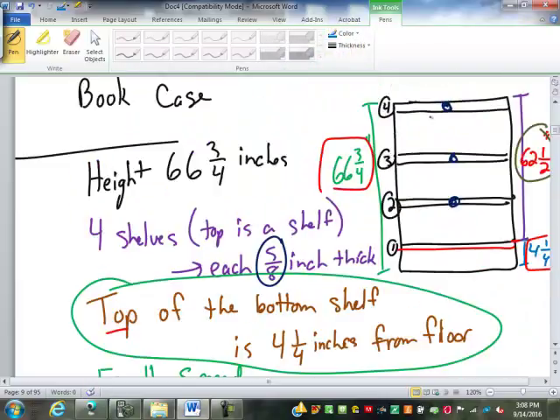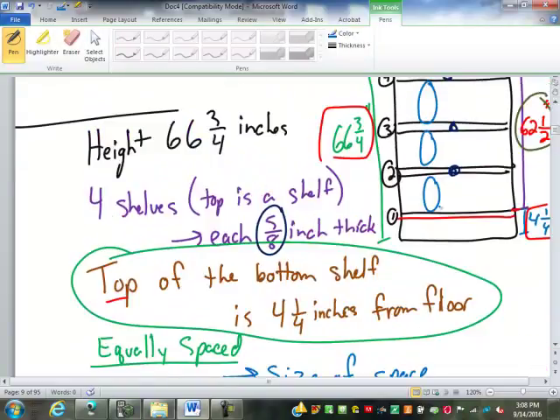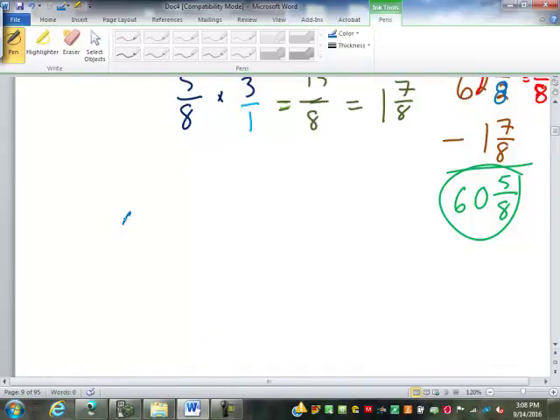Well, I want to know how big each of these spaces are. There's only 3 spaces. How many of you, show of hands, did 4 spaces instead of 3? Okay, I figured a few of you would get caught with that. That's usually the common mistake on a problem like this. To get 4 shelves, you only need 3 spaces. So we have 60 5/8 divided by 3.